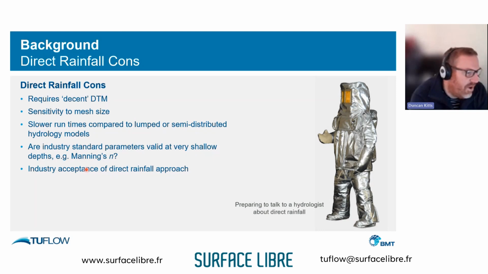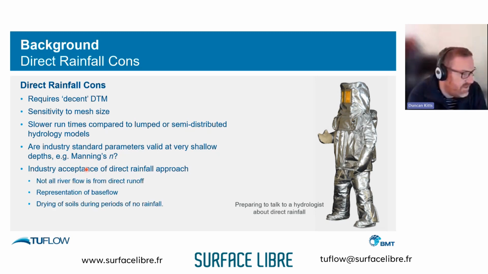The ones that commonly come out of the UK, particularly, there's a report that's out there. It's been written by various people, and I've spoken to these people at length. They always tell me, direct rainfall modeling is great, but you need a decent DTM. Direct rainfall's great, but the results are quite sensitive to your model cell size or your mesh size. It's got slower run times compared to our lumped or semi-distributed hydrological models. It takes a long time to calibrate these. You're using industry standard parameters outside of their usual parameter range. And then there's a whole host of other things which I'll touch on later.